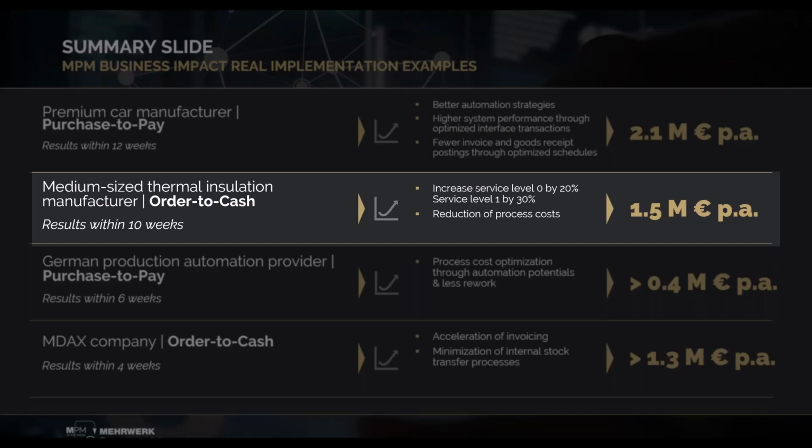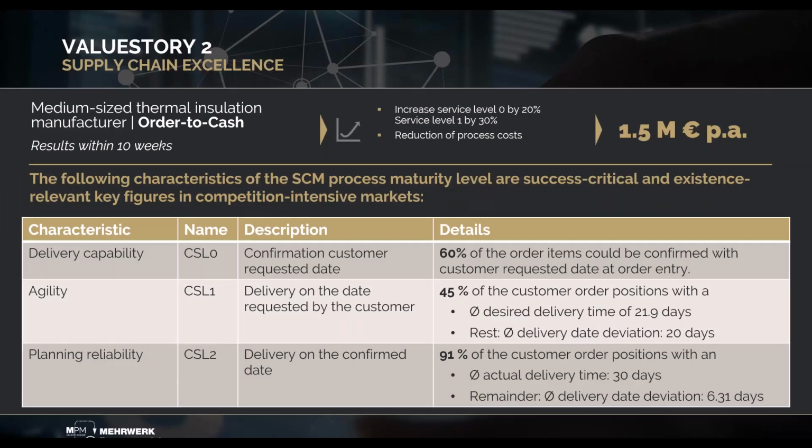The second value story is basically about the order to cash side. It's a thermal insulation manufacturer in the outbound logistics, and basically it's about service levels. Sometimes if you have a certain service level agreement achievement, you just cannot explain why you're not getting over a certain threshold. So we are doing whatever we can, but we cannot go over 65 or 70% or 85% of the service level agreement.